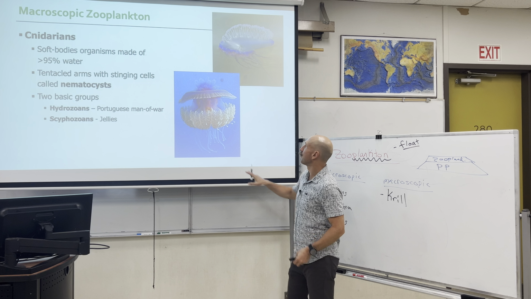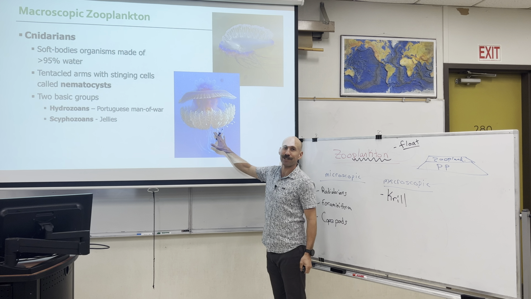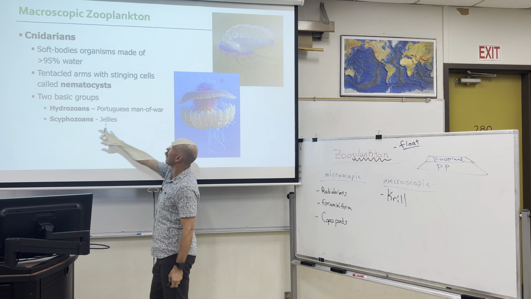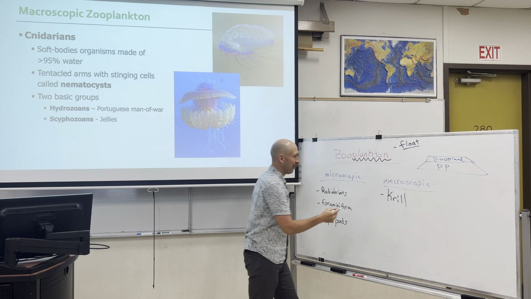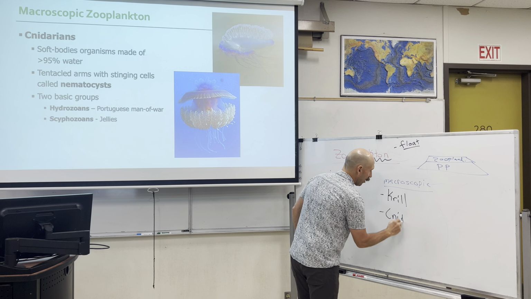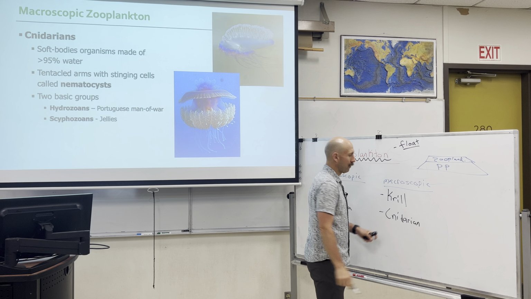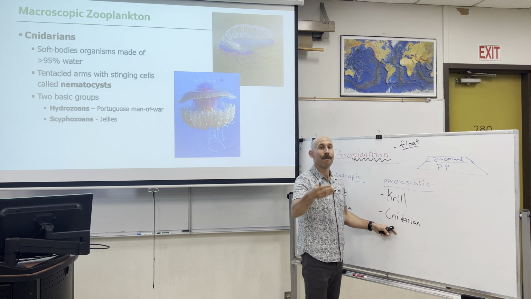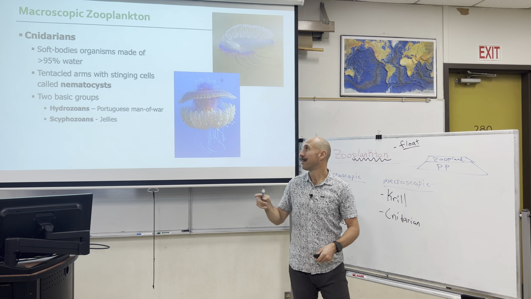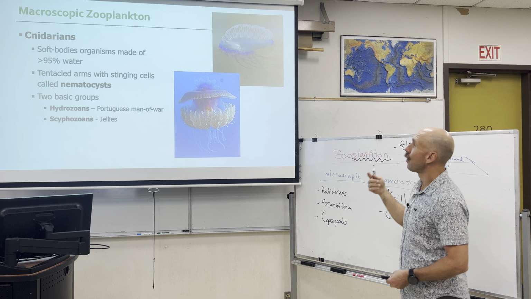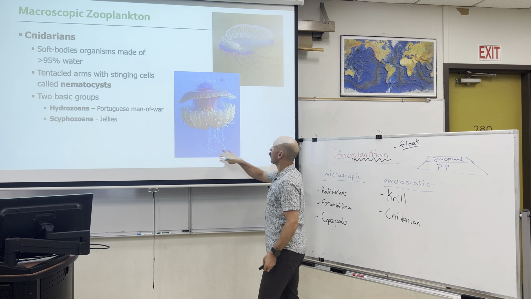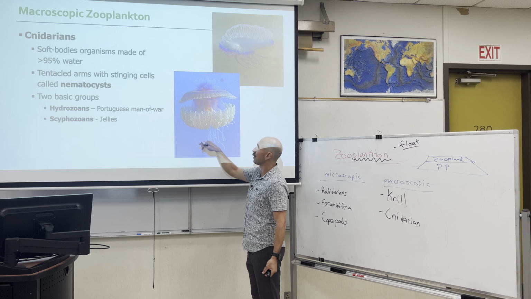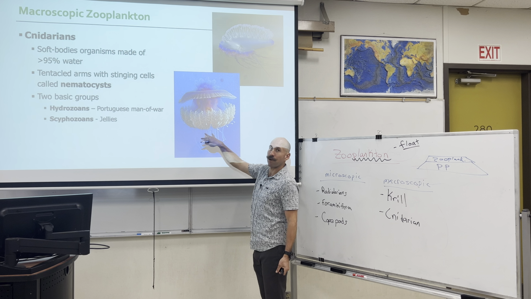Cnidarians, it's a jellyfish. Technically, jellies are called scyphozoans, and they're a type of macroscopic zooplankton known as a cnidarian. Jellyfish float in the ocean, and they eat other organisms, making them zooplankton, specifically cnidarians. Their unique adaptations are being mostly made of water, which helps them float, and tentacles that have stinging cells on them called nematocysts.